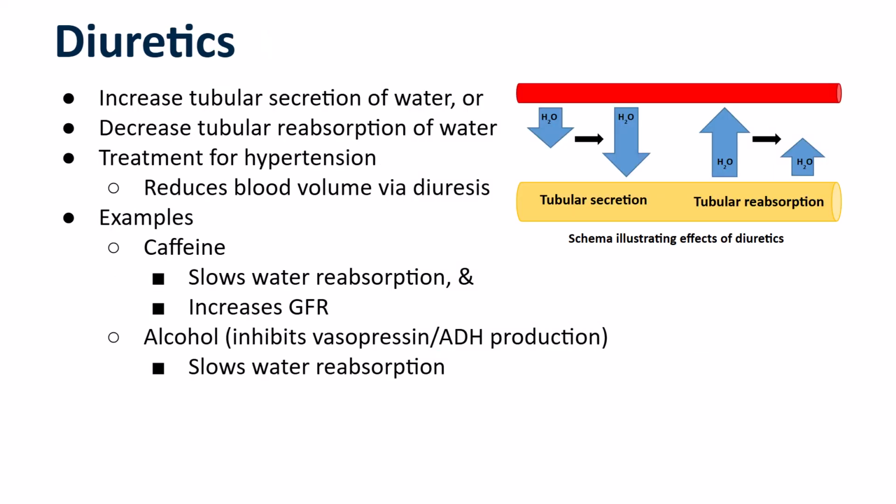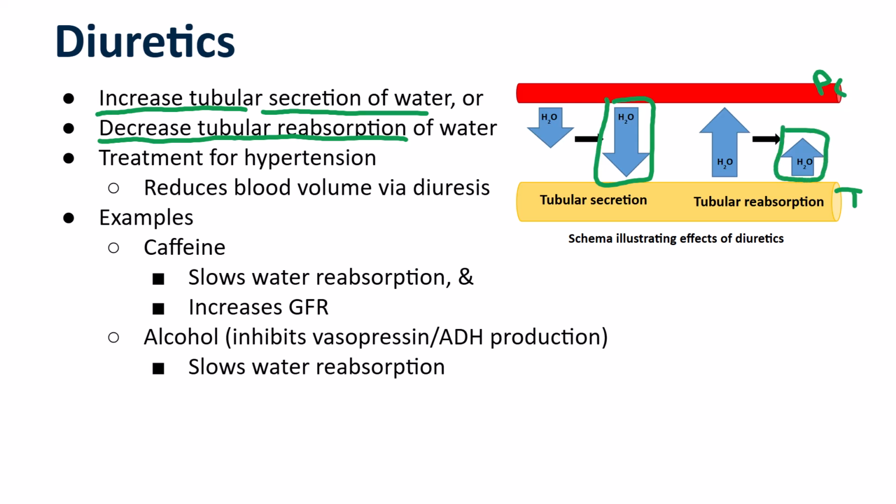Now, diuretics. You may have heard of these. Diuretics are bioactive substances which can either increase the tubular secretion of water or decrease the tubular reabsorption of water. So here is the peritubular capillary, here is the tubule, and so we can increase tubular secretion, so we can move more water into the filtrate, or we can decrease tubular reabsorption, so we can not move as much water back to the cardiovascular system. The net result of this is diuresis, or making more water.